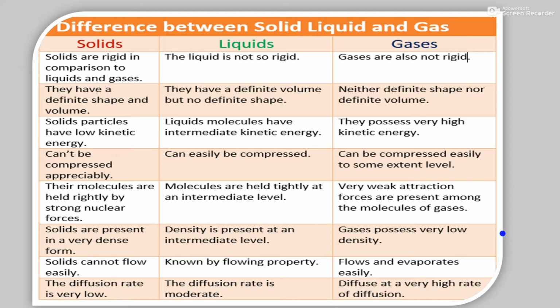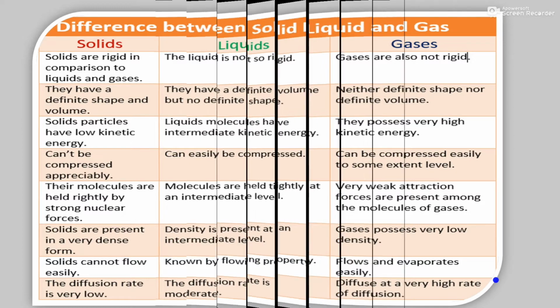Density: in the case of liquid, density is at an intermediate level, and in the case of gas, gases possess very low density. So density is mass divided by volume. Solids cannot flow easily, liquids are known by their flowing property, they can flow, and gases flow and evaporate easily. In the case of solid, the diffusion rate is very low. In the case of liquid, the diffusion rate is moderate, that means more than solid but less than gas. And in the case of gases, the rate of diffusion is very high, more than solid and liquid.